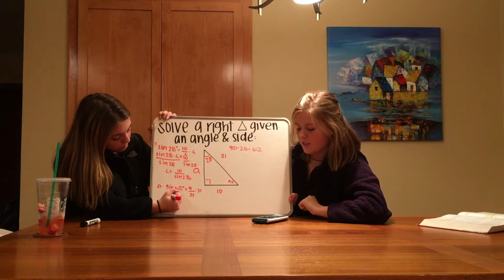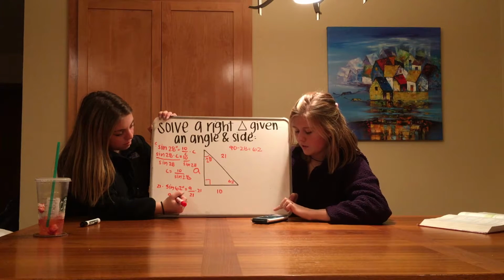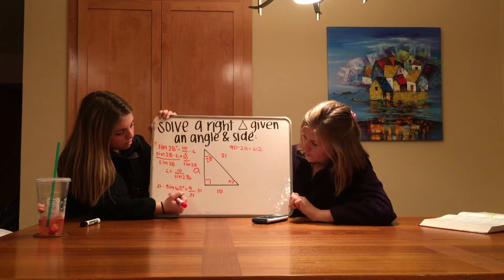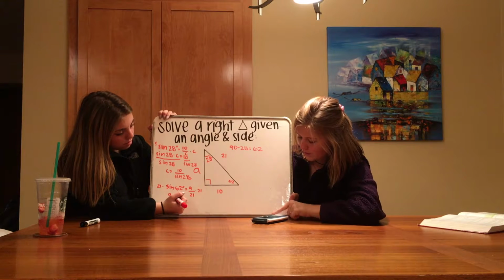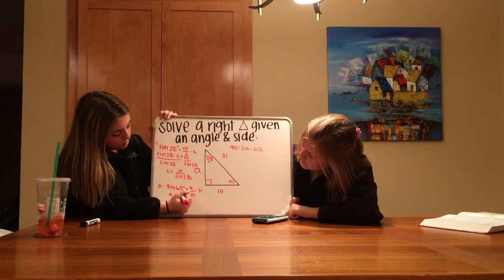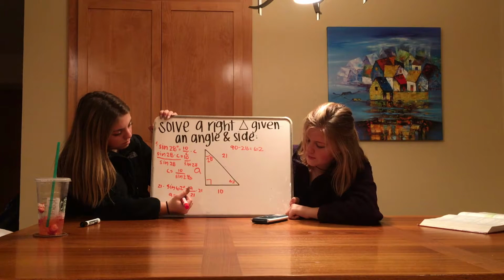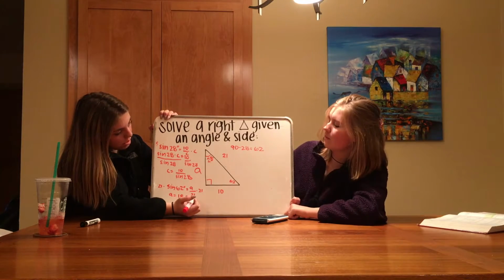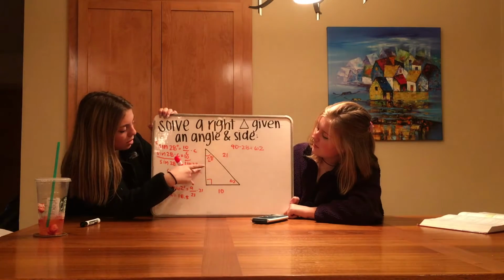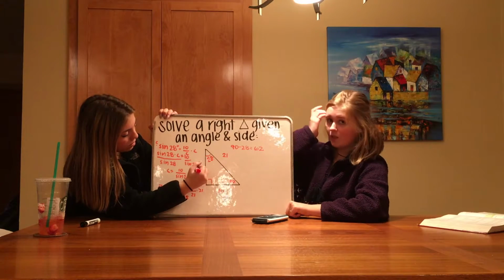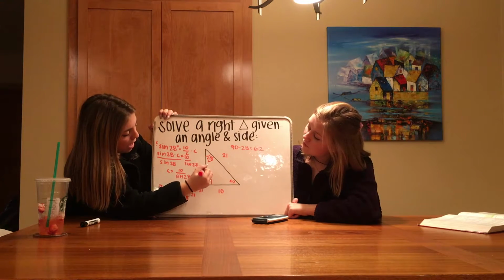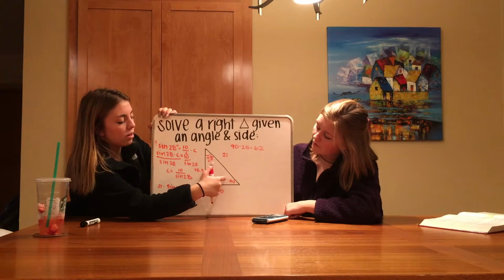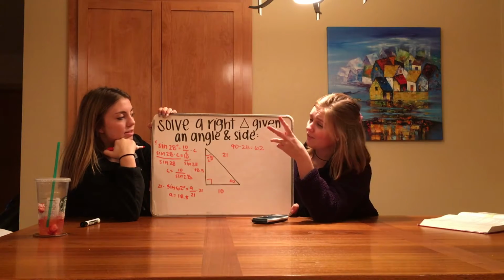So 21 times the sin of 62. Sin of 62 is about 0.8829. So we're going to multiply that by 21, and it's about 18.5. We'll leave it at 18.5. So A equals 18.5. So just by being given one angle and one side, we have solved all the values. We have found C, we have found A, and we have found angle X. So we just solved a right triangle given an angle and a side.